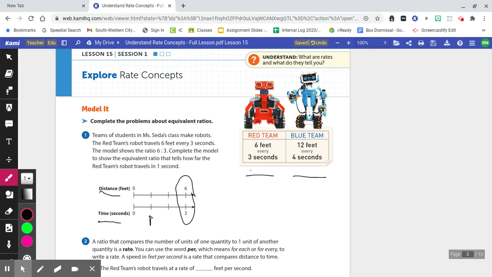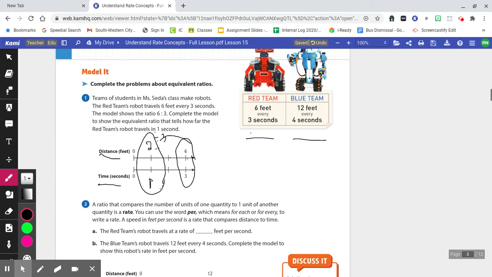And it should have been 2, because what did I do? I broke this into 3 parts. So 6 divided by 3, divide by 3, gives me 2. So my new ratio is a rate of 2 to 1, 2 feet per second.